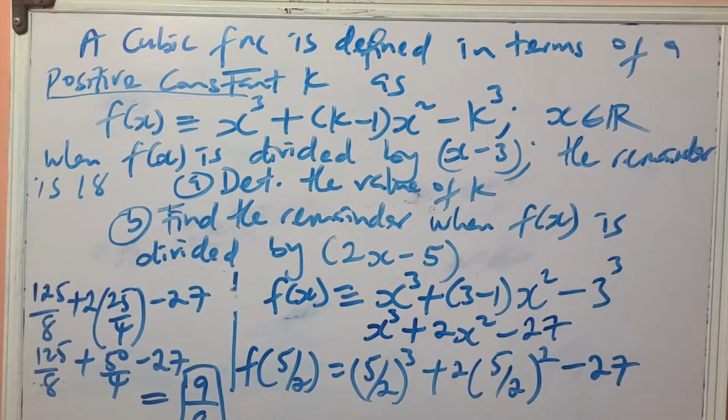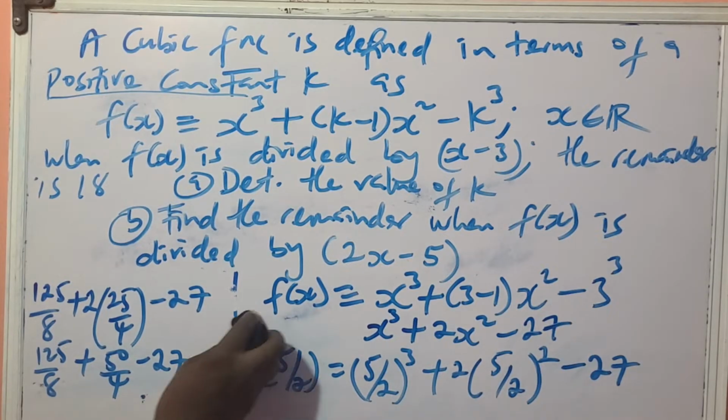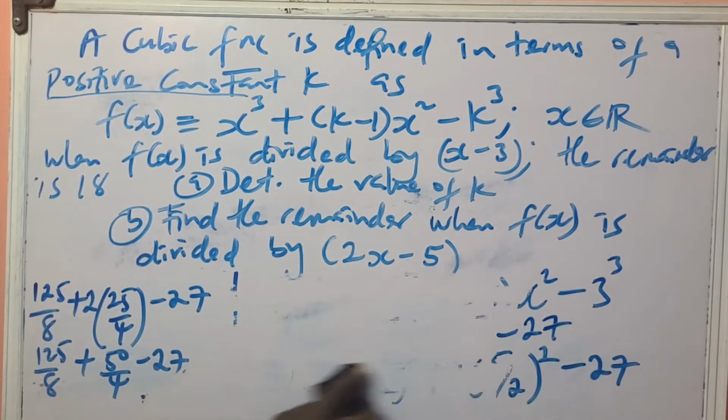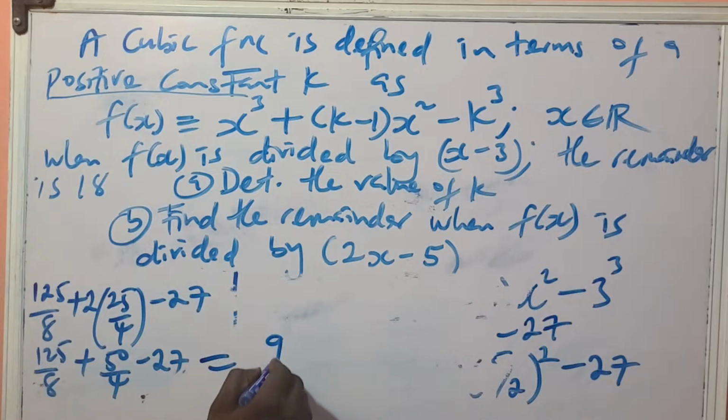So that's basically it. If you continue solving this, your final answer will be 9/8, and that will be the remainder when f of x is divided by 2x minus 5.